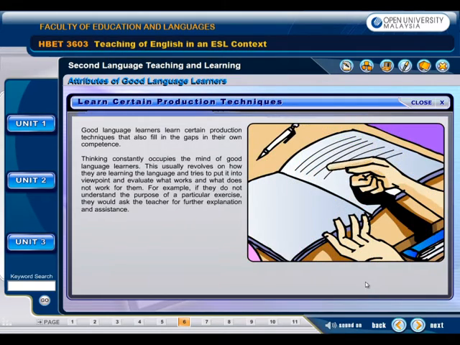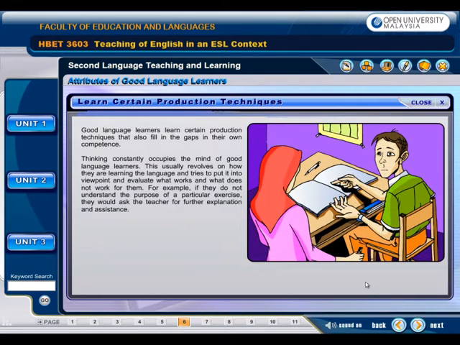Good language learners learn certain production techniques that also fill in the gaps in their own competence. Thinking constantly occupies the mind of good language learners. This usually revolves around how they are learning the language, and they try to put it into perspective and evaluate what works and what does not work for them.